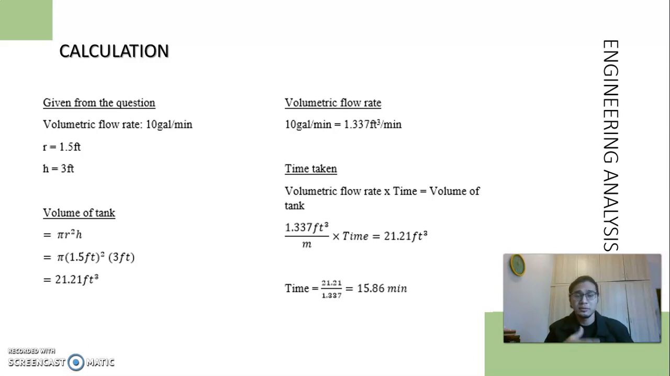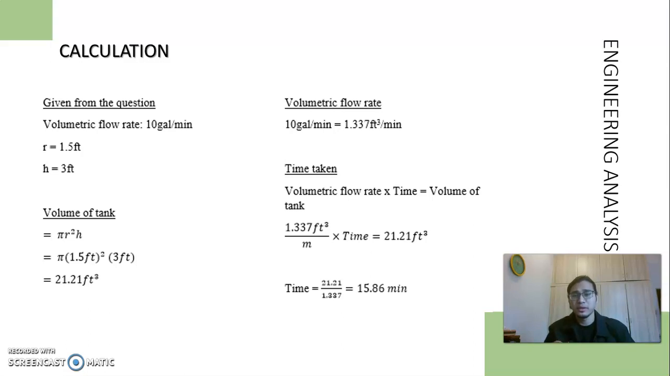It was given the volumetric flow rate of 10 gallons per minute, the radius of 1.5 feet and the height of the tank is 3 feet. So I use the formula of volume for a cylinder to calculate the volume of the tank, which is πr²h, and then I substitute the information given from the question into the formula, and I get 21.21 feet cubed.